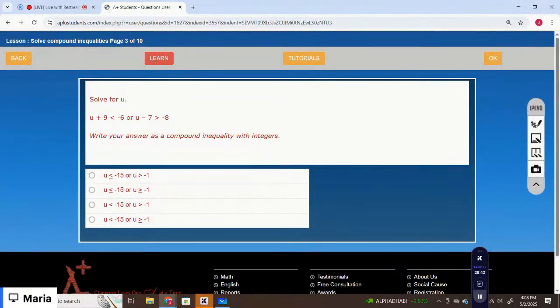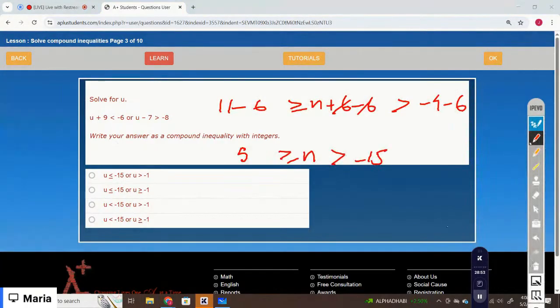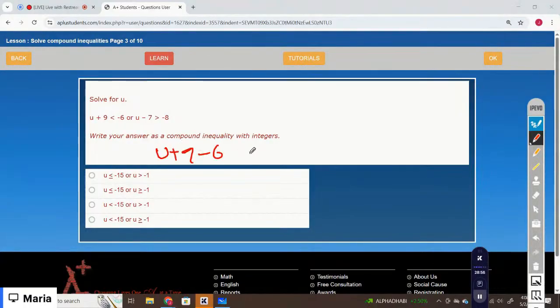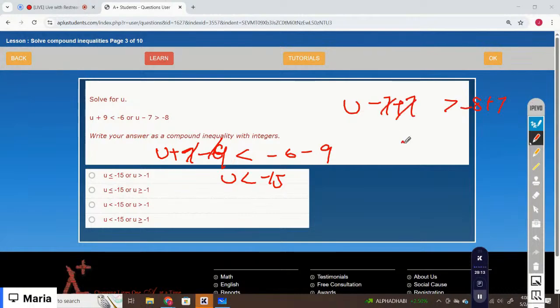u plus 9 is less than -6 or u minus 7 is greater than -8. That is u plus 9 minus 9 is less than -6 minus 9. That is u less than negative 15. u minus 7 plus 7, negative 8 plus 7. u is greater than negative 1. Option number 3 is the correct option.